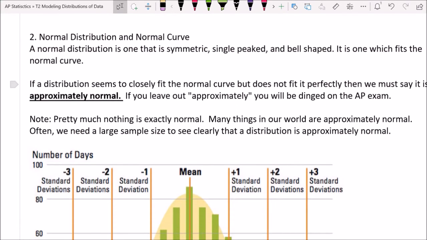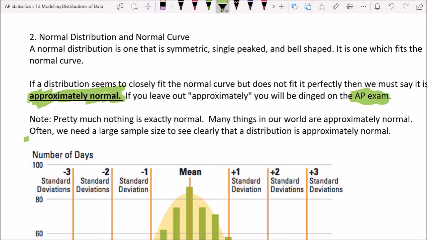So things you need to know. The next part is for AP only. Out in the world, it's not bad to do it normally, but this is for the AP exam. Nothing in the world is technically exactly normal. So you can't say, oh, the distribution of blood pressure is normal. You have to say that it's approximately normal. It's more honest, and specifically, AP will take our points away if we say that it's exactly normal, or if we say it's normal.